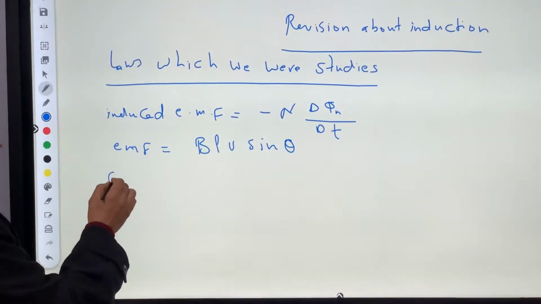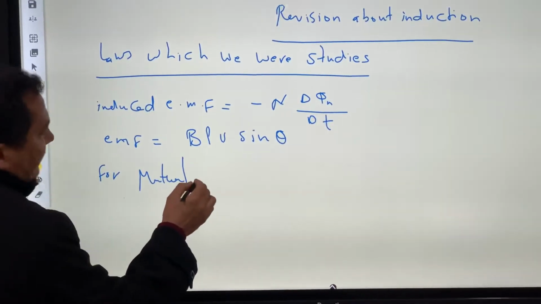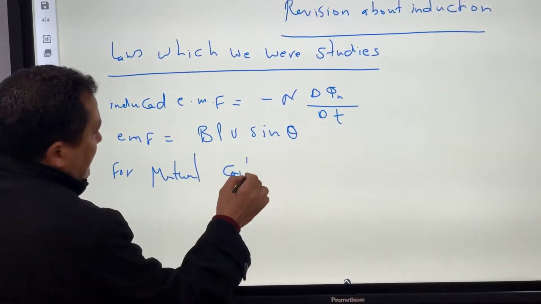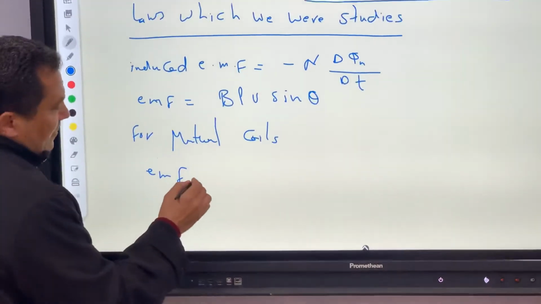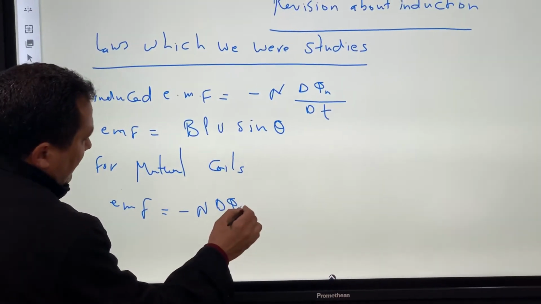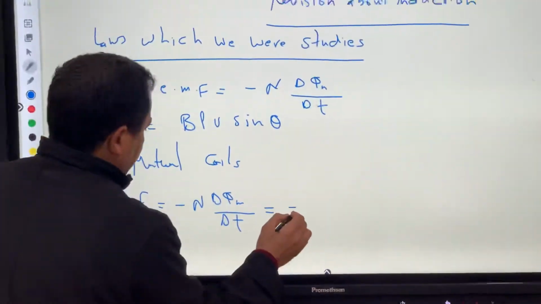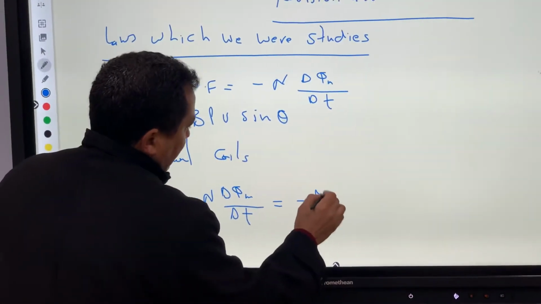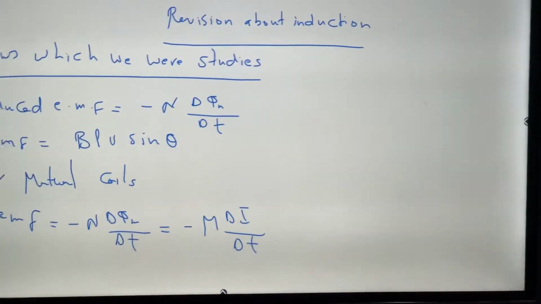For mutual coils, EMF equal minus N delta phi M over delta T equal minus M delta I over delta T.